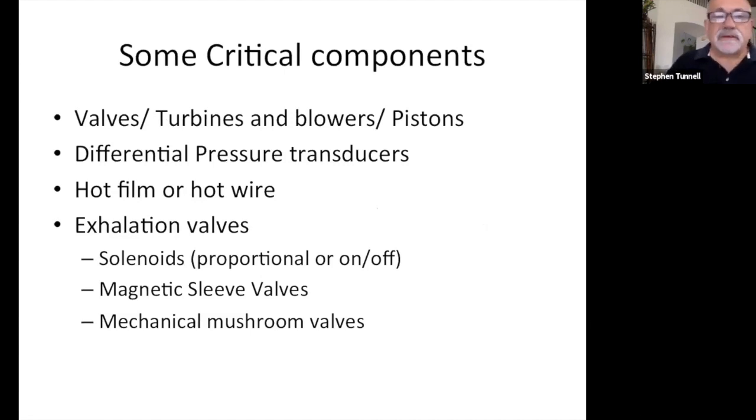So some of the critical components that you find in the ventilator are valves, turbines, pistons. We use pressure transducers to measure the flow so we can calculate the volumes. Those come in either hot wire or hot film, and we can talk about that later. And then the valves: exhalation valves, solenoids, magnetic valves, mushroom valves. We have to have valves to exhaust the ventilation, allow the patient to exhale.